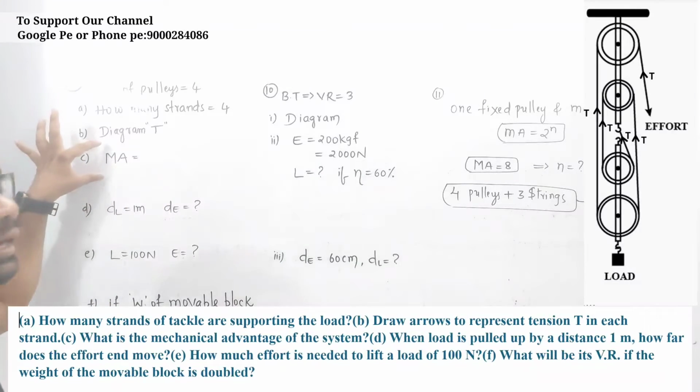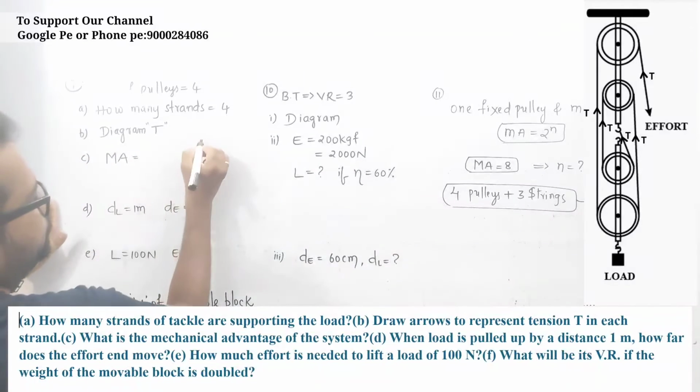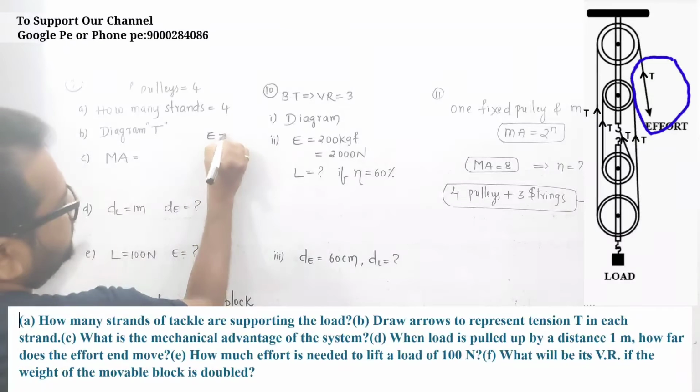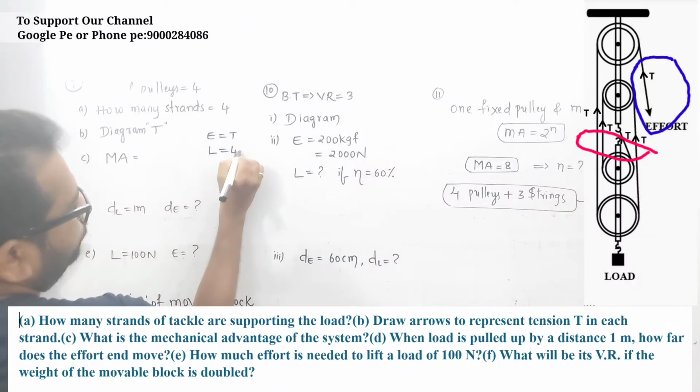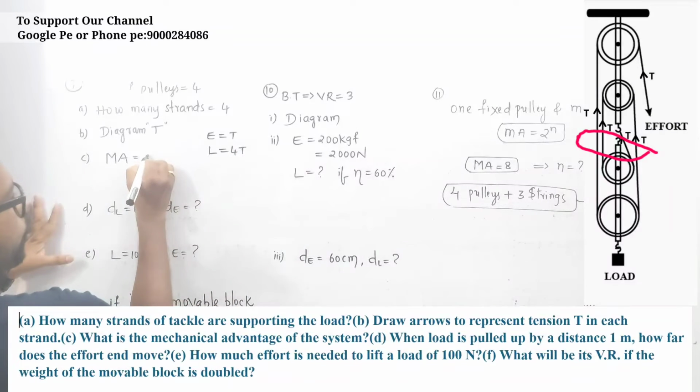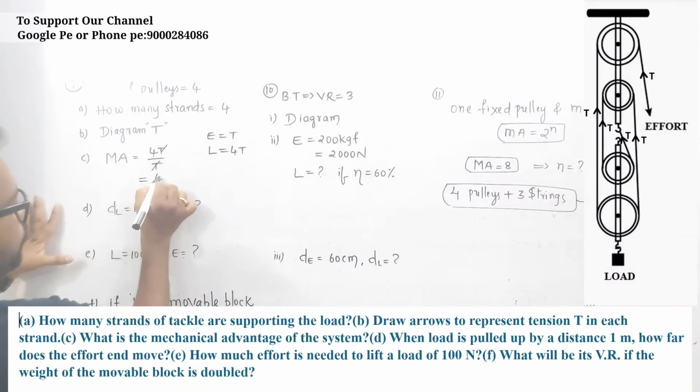Now they are asking us to calculate the mechanical advantage, children. It's very important. As we know, the effort is balanced by 1 strand, that is 1 tension, and the load is balanced by 4 strands, that is 4 tensions. So this will be load by effort, right? That is 4T by T.